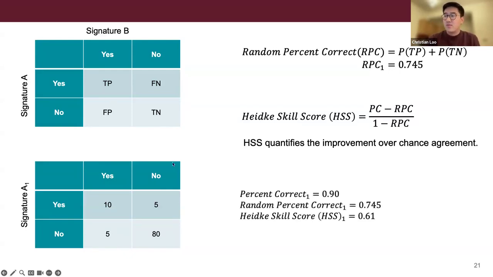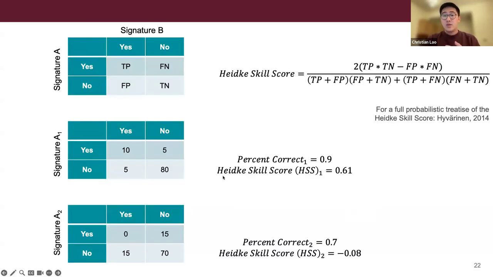So for the toy example from before, we get a percent correct of 0.9, a random percent correct of 0.745, and this evaluates a Heidke skill score of 0.61. The Heidke skill score can also be written in this form using the elements of the contingency table directly. If you would like a full probabilistic derivation, please read Hyvärinen in 2014.